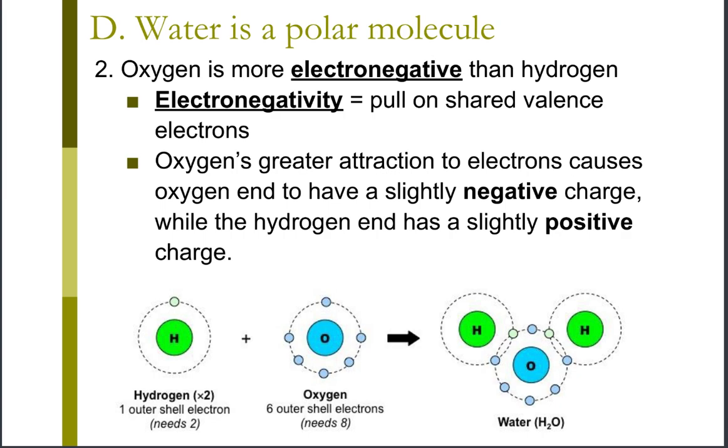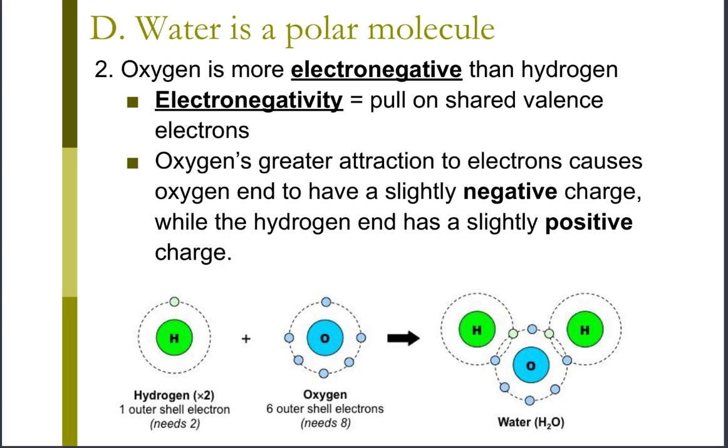Well, the oxygen fundamentally is more electronegative than hydrogen. It just has a stronger pull on the valence electrons. There's a whole bunch of reasons why that is, but if you recall in chemistry, it just has a greater attraction to the electron for a variety of reasons. More protons in the center.